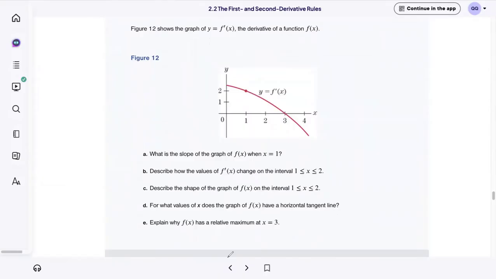Let's go through this one. We're saying, what is the slope of the graph when x equals 1? Well, that's x equals 1 right here, right? So the slope is, what is this? Is this one? Is this the slope of this tangent line?